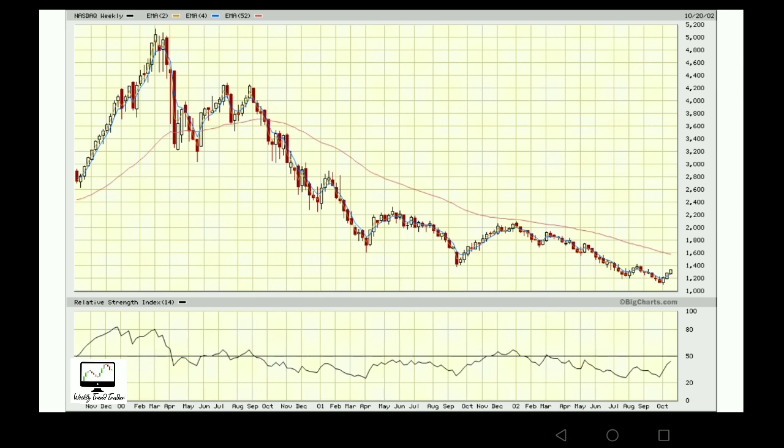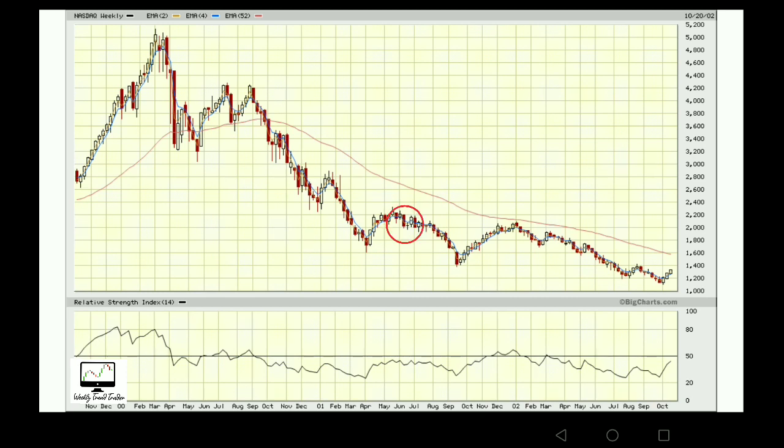Then the market comes back in the beginning of 01. Again, we get that cross. Price action is below the falling now 52-week moving average. This is key. Look at the 52-week moving average. The 52-week moving average is falling. We get a cross of the 2 and the 4 below the 52-week moving average, and we sell off again.